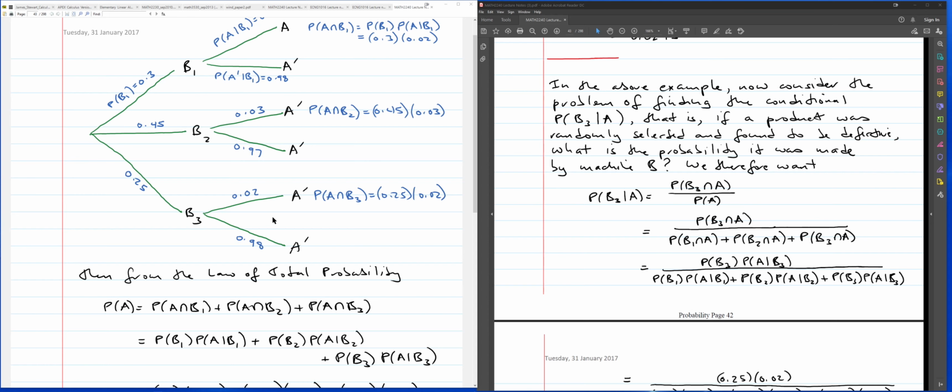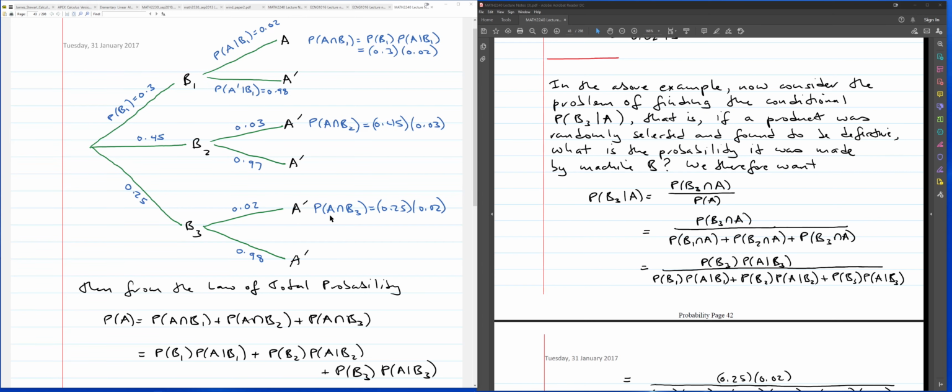and probability of it being made by machine B3 given that it was defective. Given that it was defective, the probability of defective was the sum of these three cases. Now what I want is the probability it was made by machine B3. Of these three cases, the product of these two is for machine B1, the product of these two over here is for machine B2, and the product of these two over here is for machine B3.